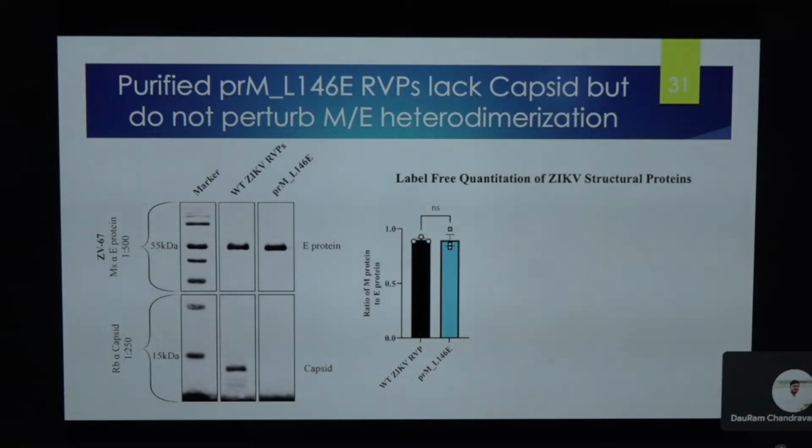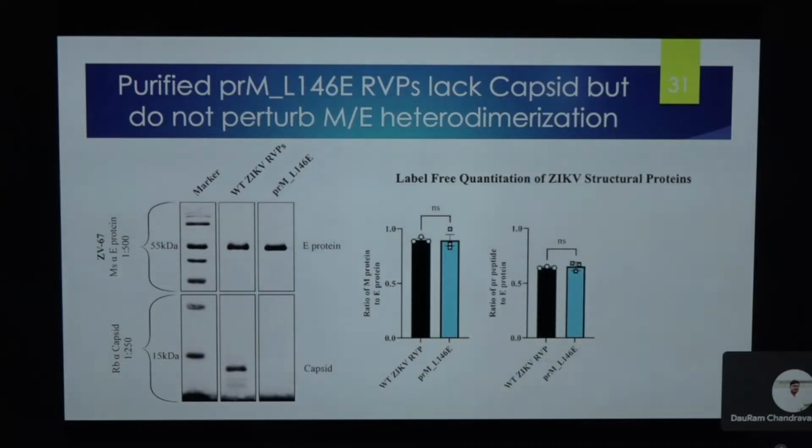But next, what we did was we looked at label-free quantitation using mass spectrometry to see whether or not we are disrupting heterodimerization between M protein and E protein. And what we can see is that the ratio of M to E, both within the wild type and the mutant, were pretty much 1-to-1. And there's no significant change between the two.